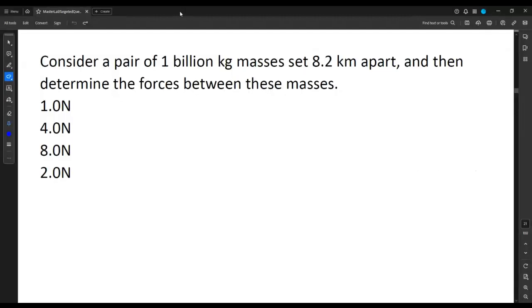All right, so let's go ahead and take a look at some of the information necessary to complete a selection of questions from the test 2 material. So for this first one, we want to look at a pair of masses that are set apart at a certain distance. So we're going to find something called the gravitational force between these.